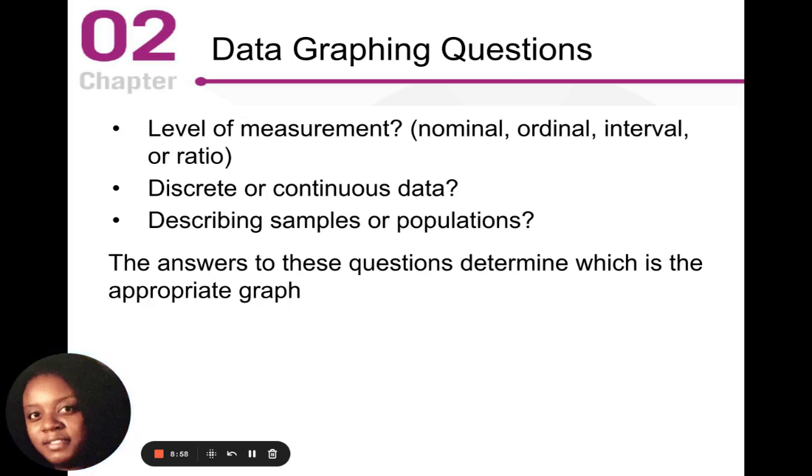When it comes to measuring and graphing data, you would do so on a nominal, ordinal, interval, or ratio scale, which we'll talk about more in depth. What those things are, we already talked about in chapter 1. You have to look at whether or not it's discrete or continuous, and whether it describes the sample or the population.